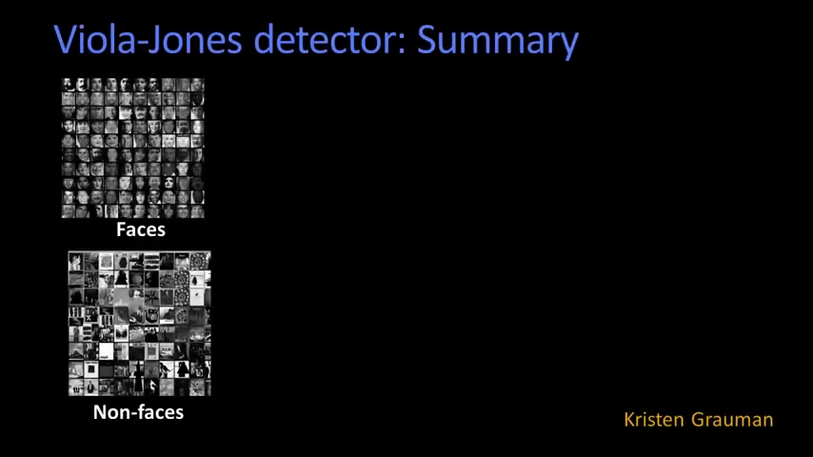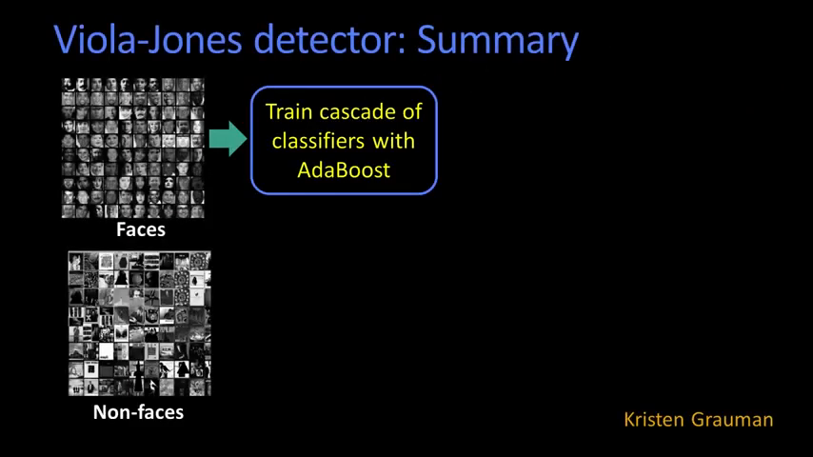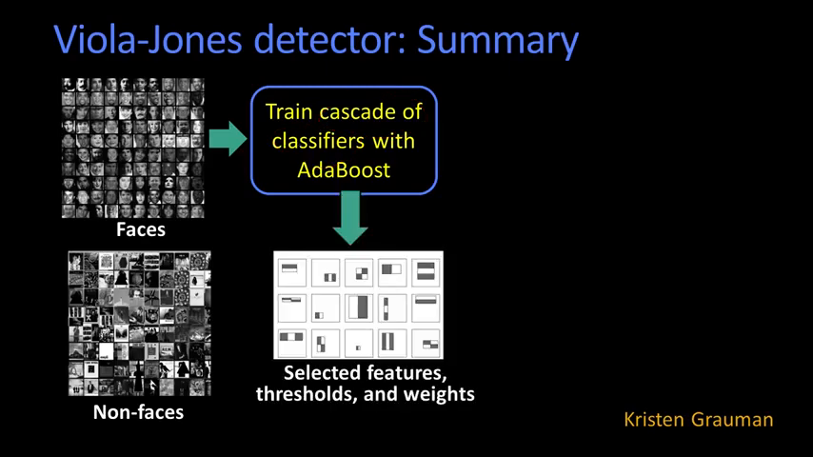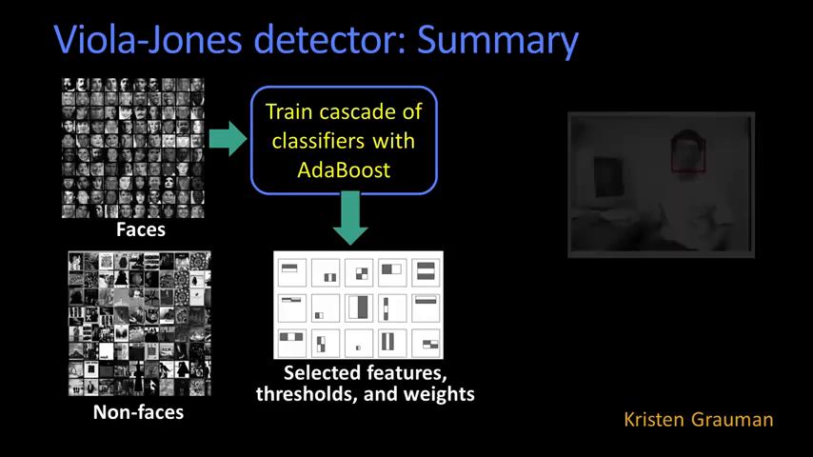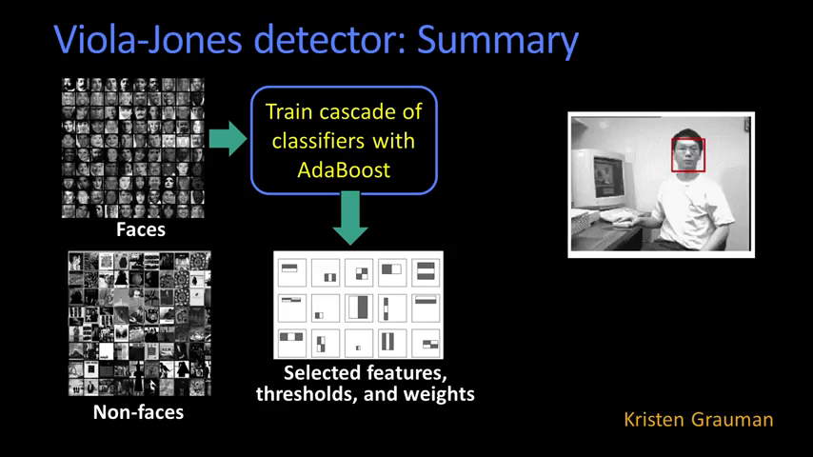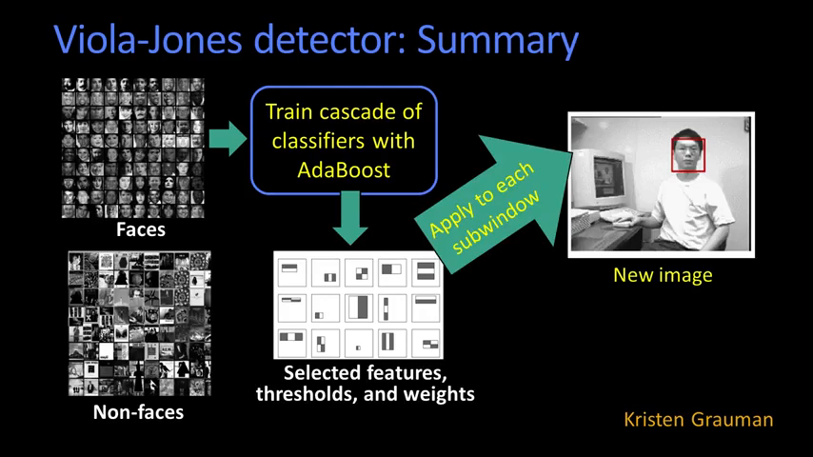All right. Just as a quick summary, we have a whole bunch of images, faces and non-faces. We're going to train a cascade of classifiers. They used AdaBoost, which is a particular boosting algorithm. And we're going to select out features and thresholds and weights, which you have to do in AdaBoost. And then for some image, you're going to apply it to the window. That's where the face really is. We pick the window, we slide it around, and there it is, and it finds the right face.